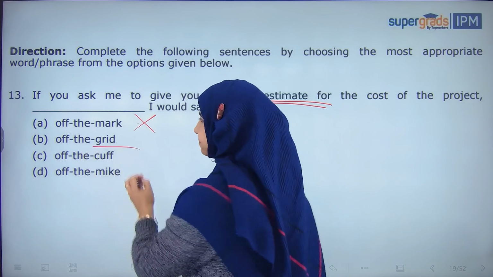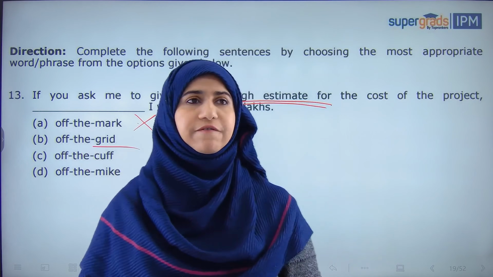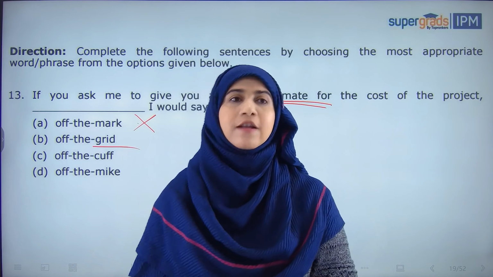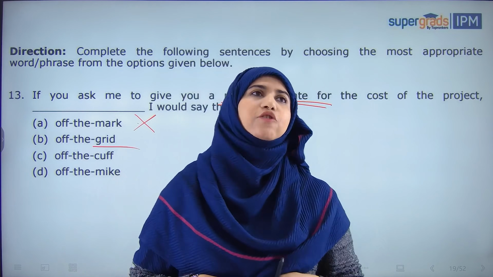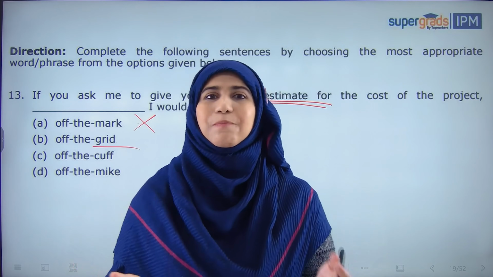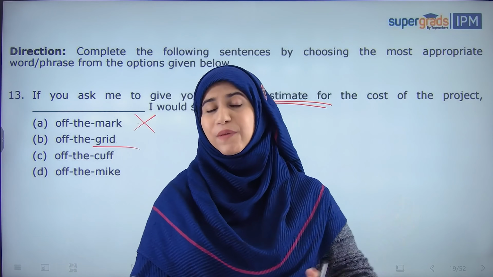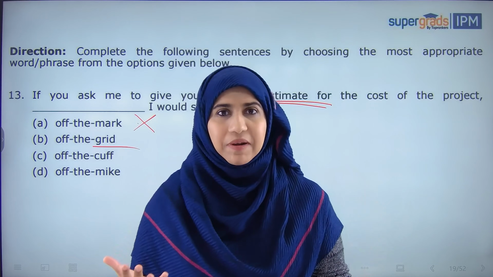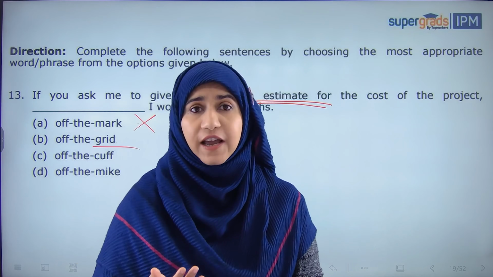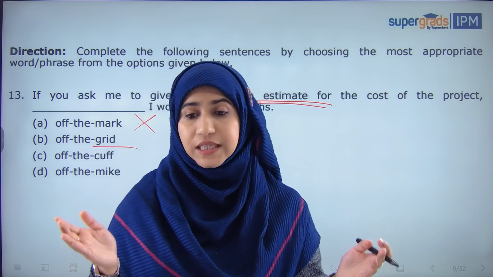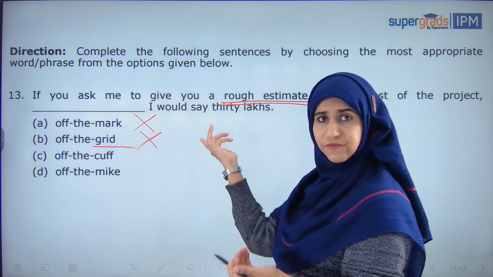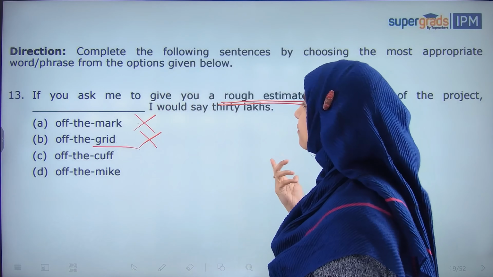Off the grid. When do we use this expression? Grid refers to network. Very often we say the power grid or something like that. So when we say off the grid, it means that somebody is actually detached from the basic power supply or maybe the basic water supply. So I can say Palestinians are having a tough time because they are completely off the grid. So this also doesn't make sense here. Obviously, off the grid would be completely irrelevant.